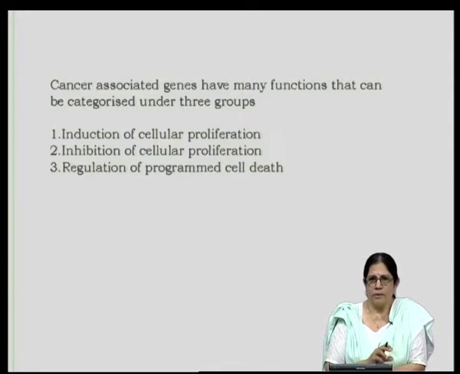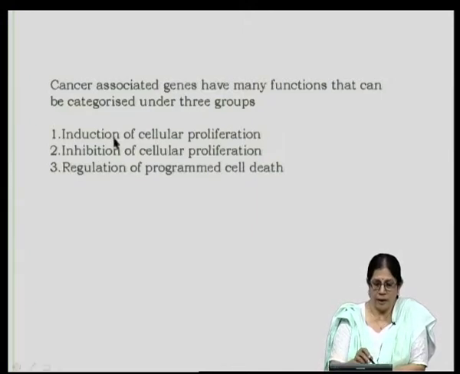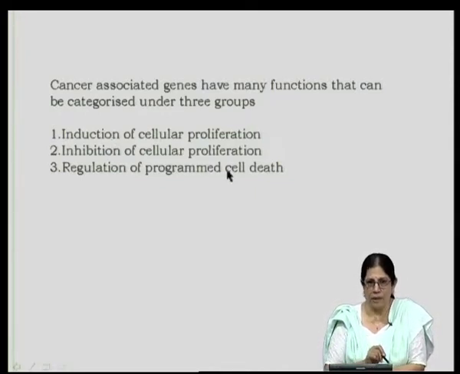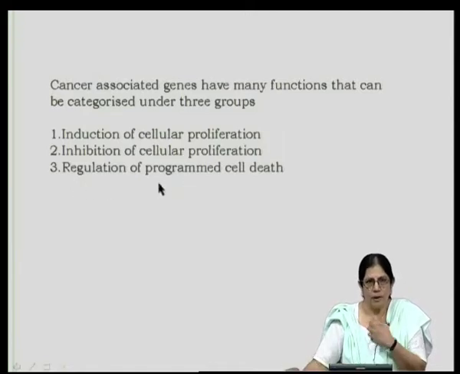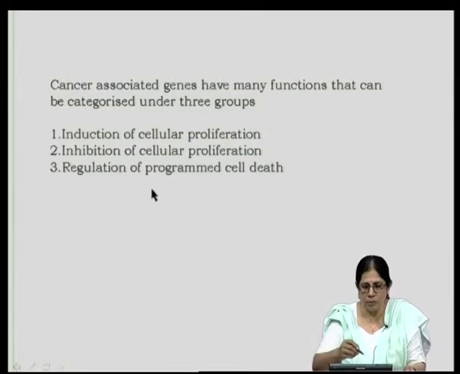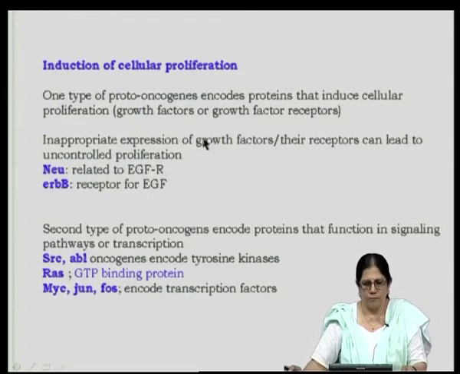Remember that I said homeostasis is an extremely regulated process. You have proliferation taking place as soon as there is cell death, but this cellular proliferation is stopped as soon as adequate numbers are formed. So, lack of either of these can lead to abnormality, and we will see how. Thirdly, regulation of programmed cell death. These 3 cancer associated genes are associated with 3 normal functions.